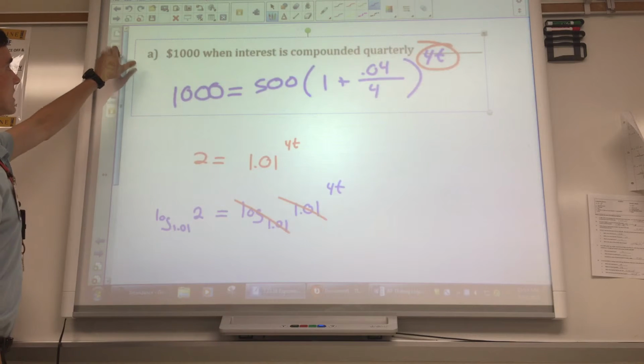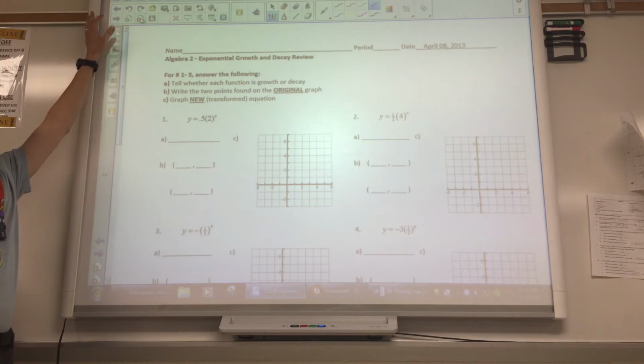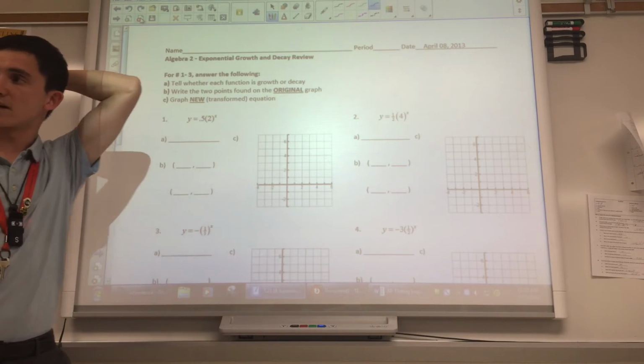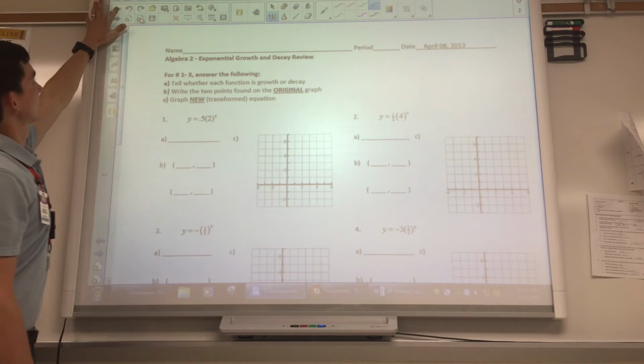Okay, that's the idea. So now, yeah, that would be 17.4 quarters. No, 17.4 years. T is just years. It's not in quarters. It's just years.